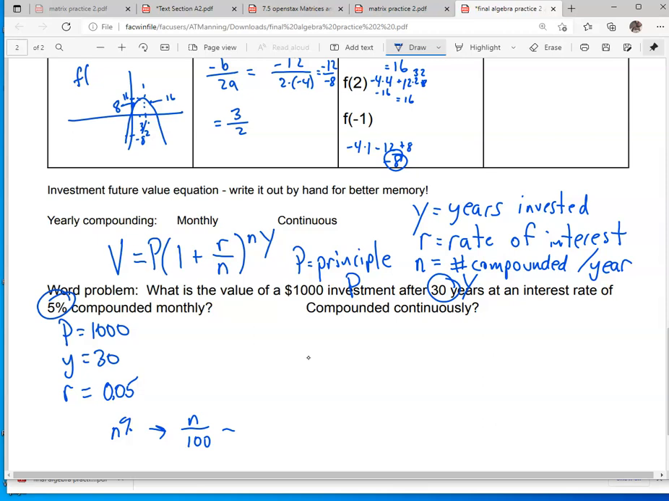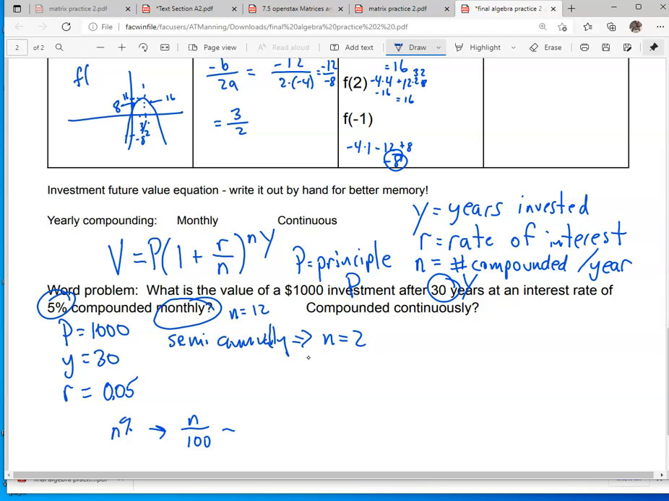The next trickier one is, what is N? Compounded per year. They don't tell you. They give you a clue right here. When you see monthly, that means it's compounded once every month. N equals 12. Other times, depending on the problem, they'll say semi-annually. That means N equals 2. Or yearly means N equals 1. Daily, N equals 365.25.